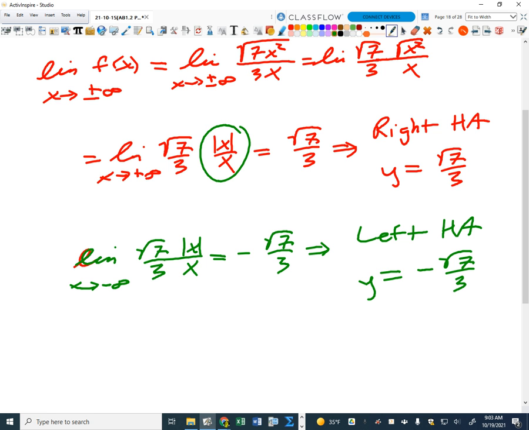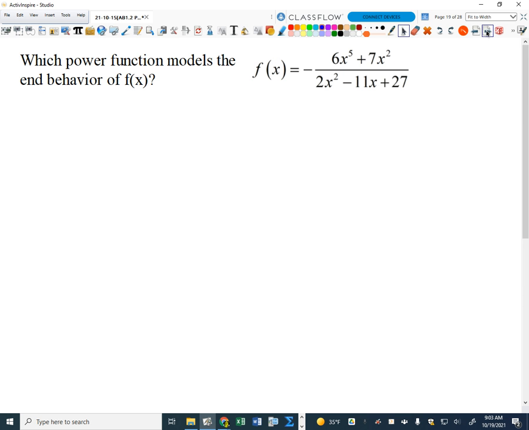Okay? Good? All right. So real quick, which power function models the end behavior of that function?